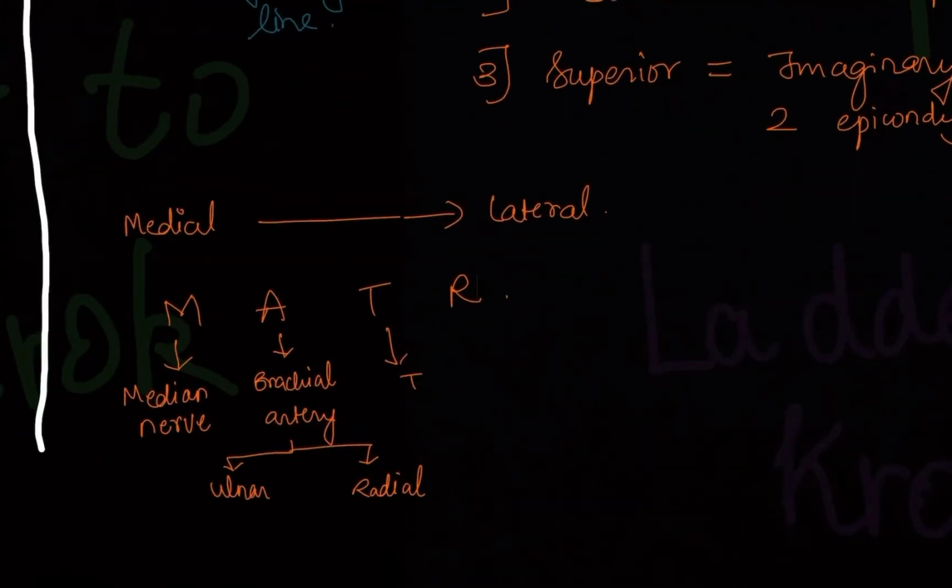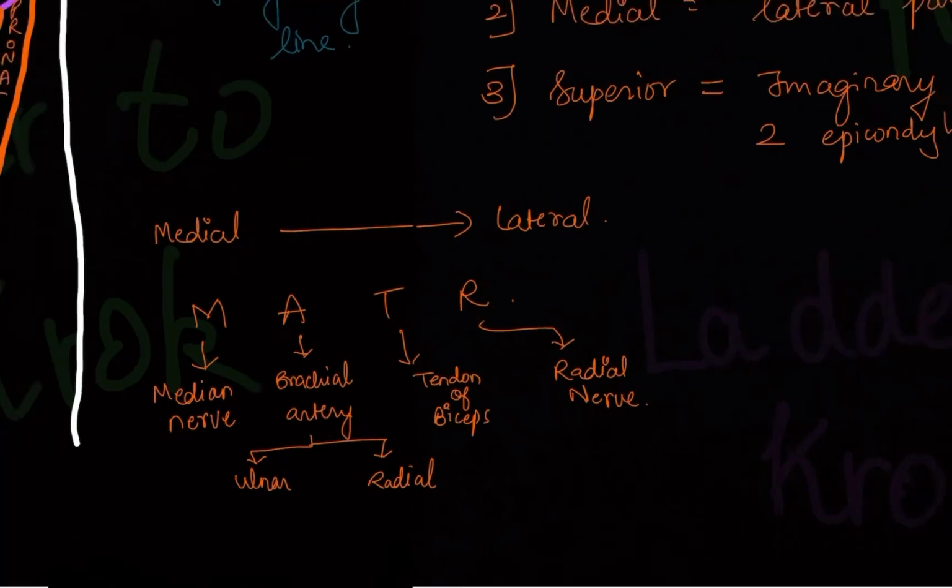T stands for tendon of biceps, which will go and attach itself to the radial tuberosity, which was present in the radius bone. We have done this when we were doing bones of our hand. So, and the R stands for radial nerve. Okay, R stands for radial nerve, you must know.